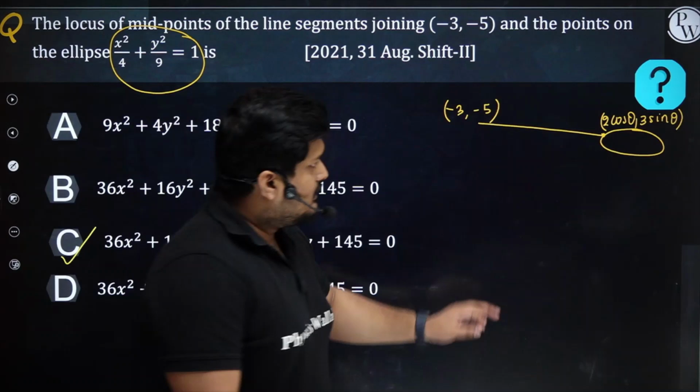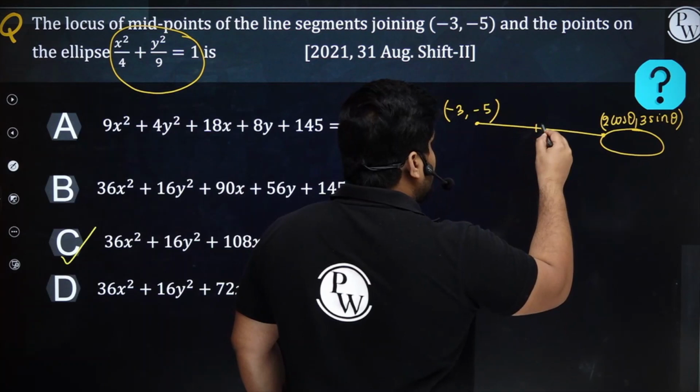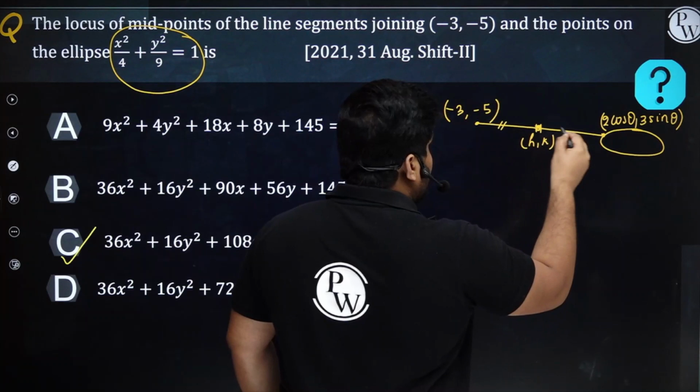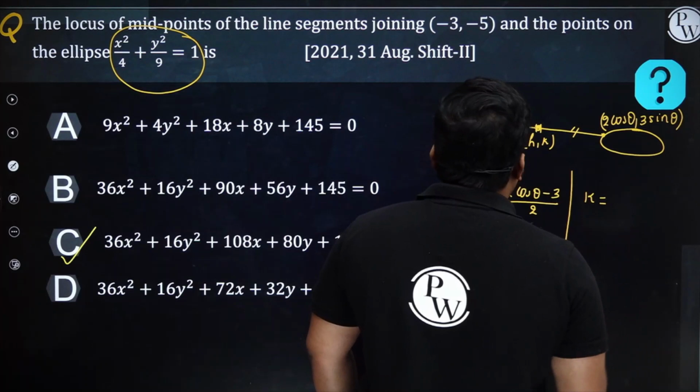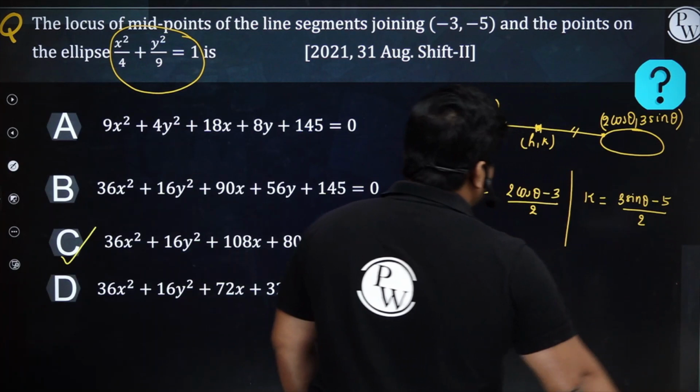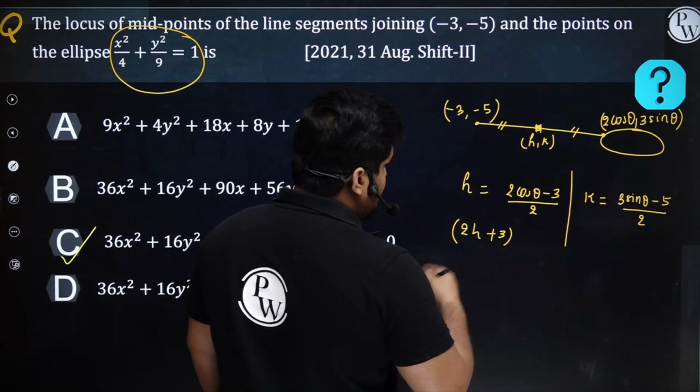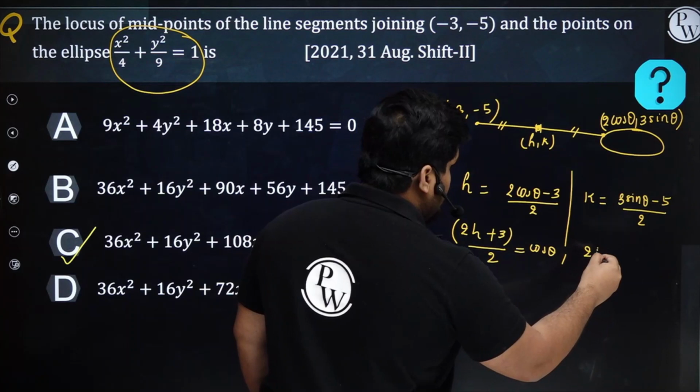Now I need to find the locus of its midpoint. Let's say this is h comma k, the midpoint of this segment. So what will be h? This will be (2 cos theta minus 3) divided by 2. And k is (3 sin theta minus 5) divided by 2. So we can write (2h plus 3) divided by 2 is equal to cos theta, and (2k plus 5) divided by 3 is equal to sin theta. So we square and add.